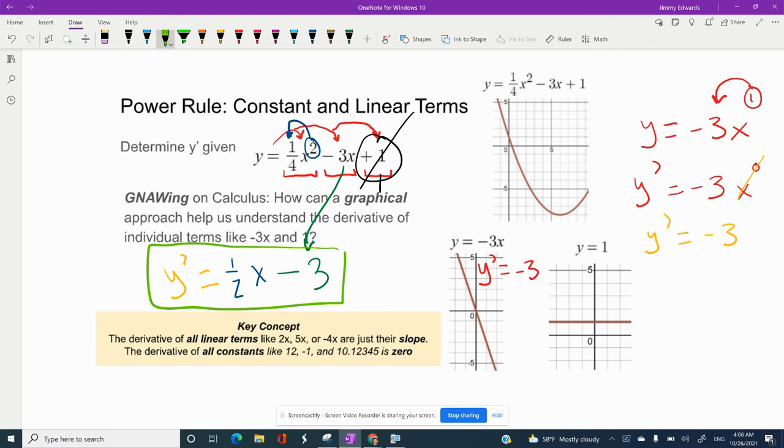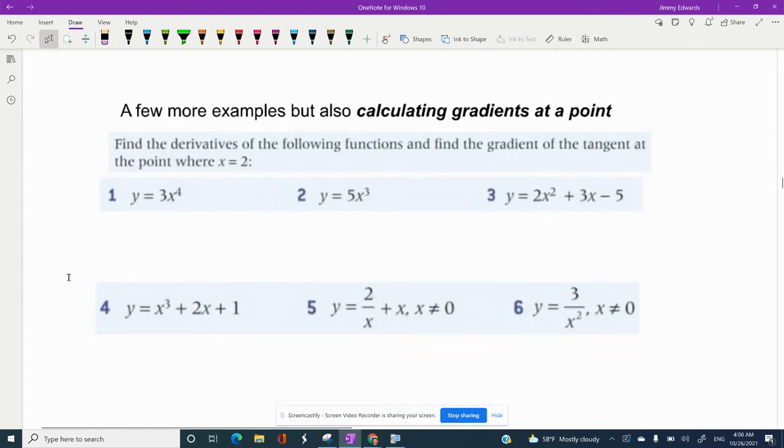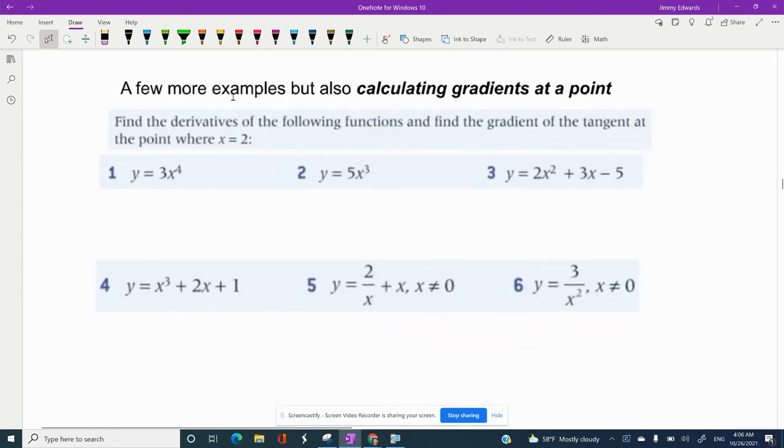Yay! Okay, so there we go. We had 3 power rules. Linear terms are just their slope. For constant terms, the derivative is 0, and we're good to go. So that's constant and linear terms. Let's look at just a few more examples, but we'll also calculate gradients at a point. Okay, gradients at a point.